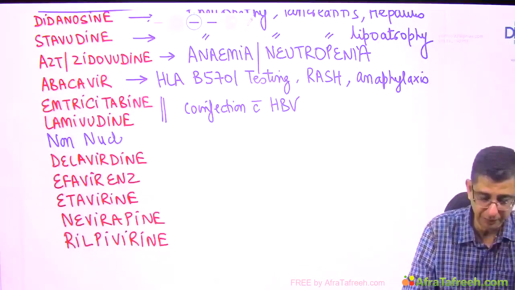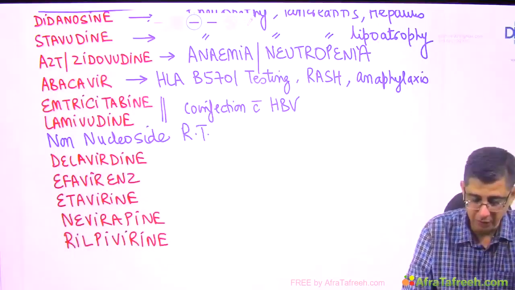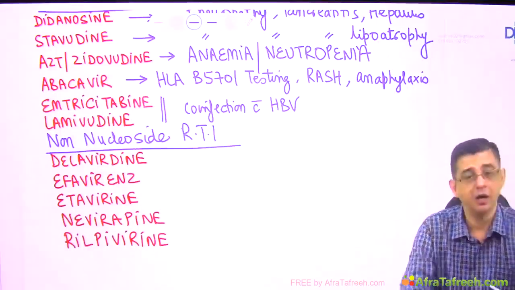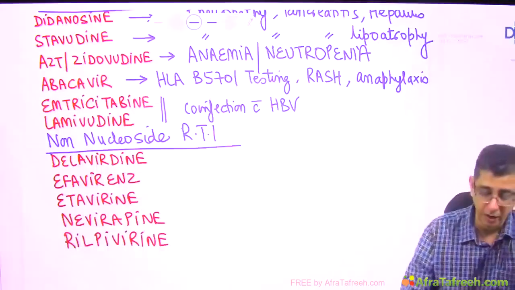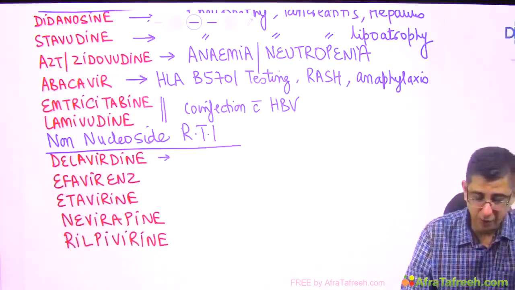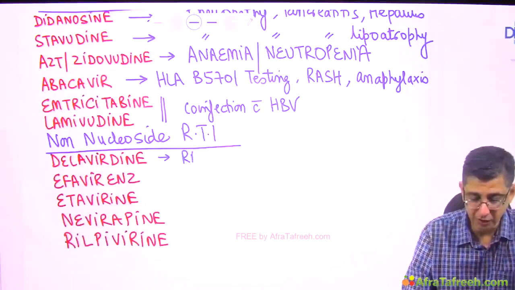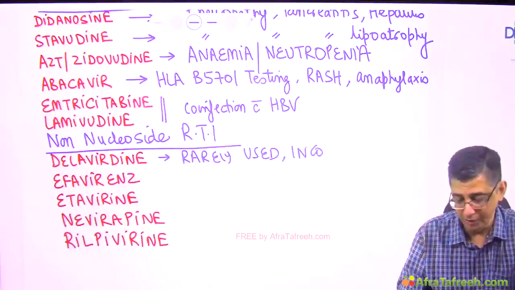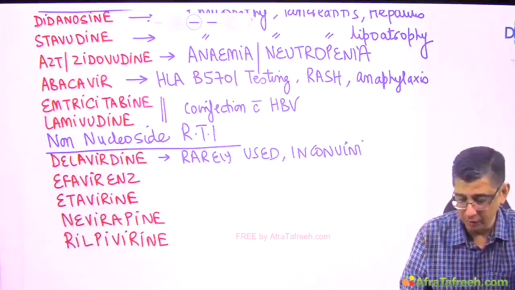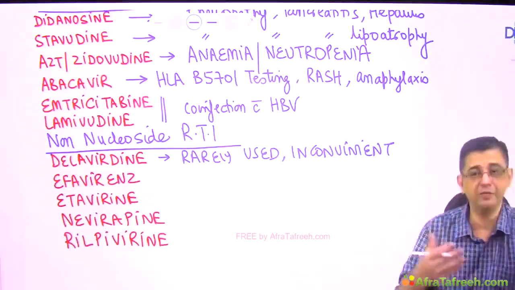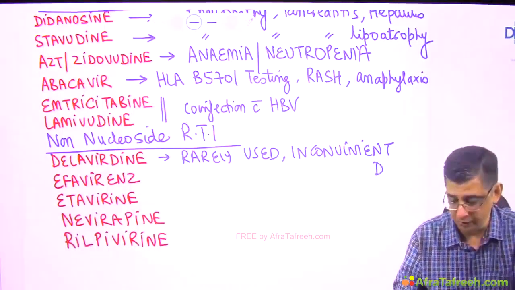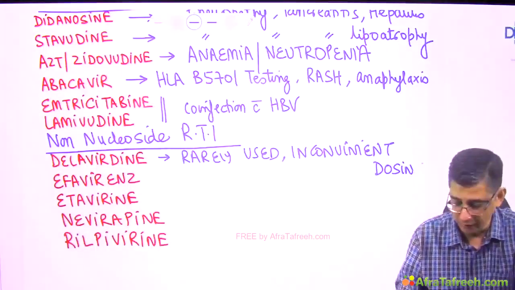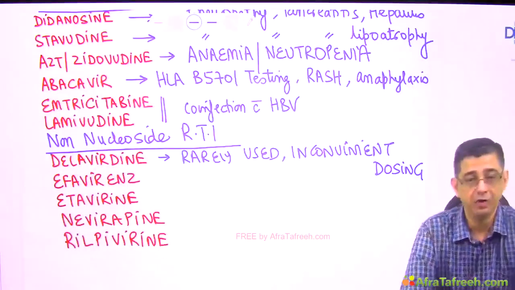Moving to the next category, which we have to remember here, is called non-nucleoside reverse transcriptase inhibitors. The first one that is mentioned here is delavirdine. This requires very frequent dosages, so this drug is rather rarely used. The main reason why it is rarely used is the inconvenient dosing. So it is unlikely that they'll put up a question on the side effects of this drug, which can range from damage to the liver to elevated transaminase levels in an individual.